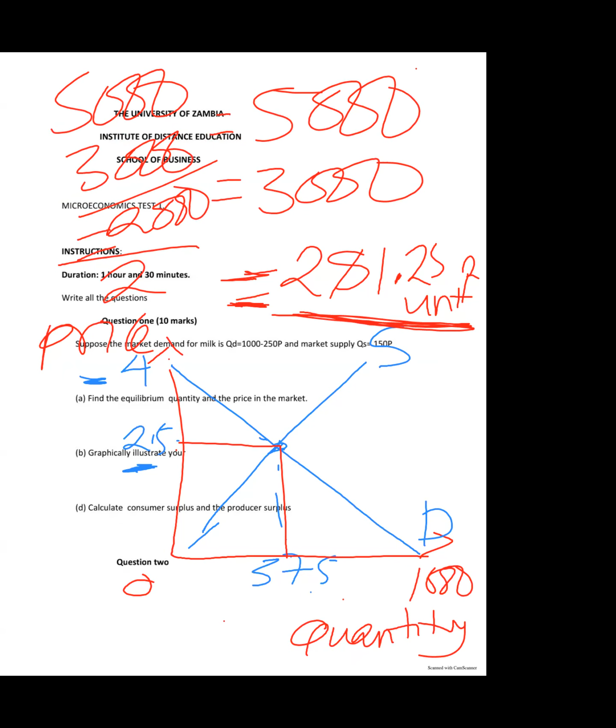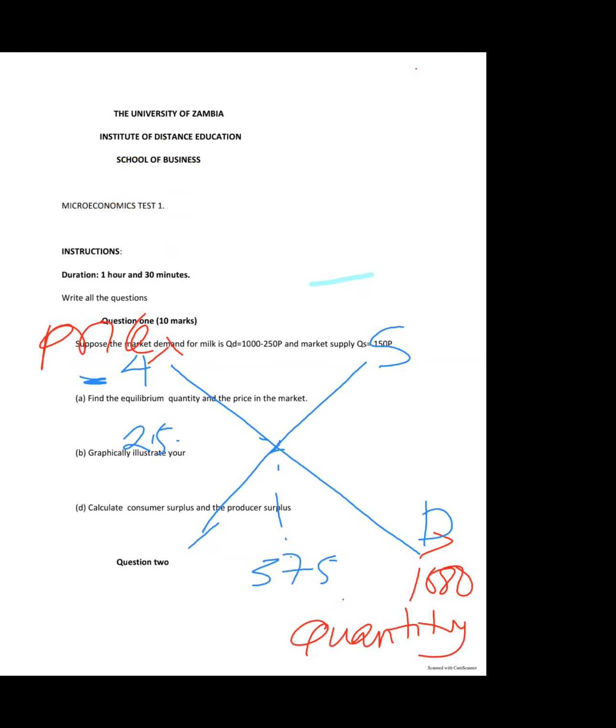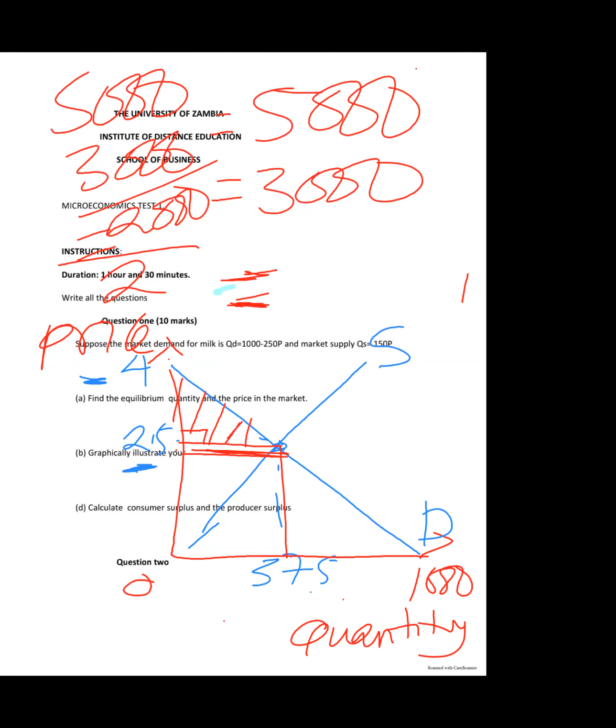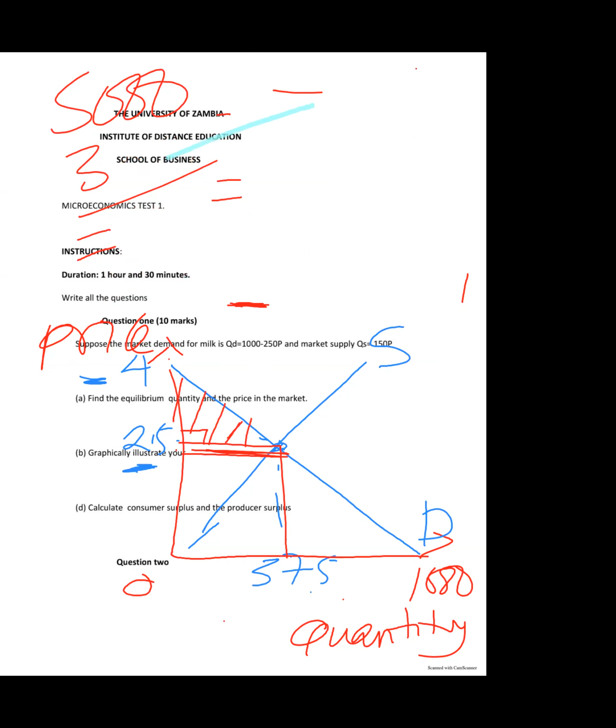So that's what we mean by consumer surplus. But you can calculate it from this graph. It is represented by this area, which is just the area of a triangle. The base, I said, is always this one. All right, what about the producer surplus now?